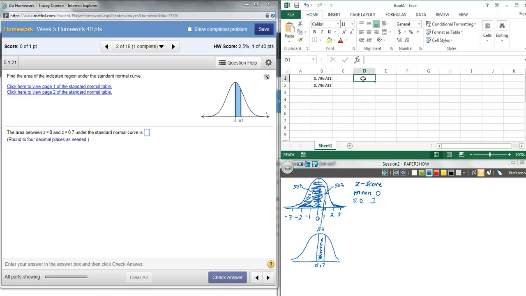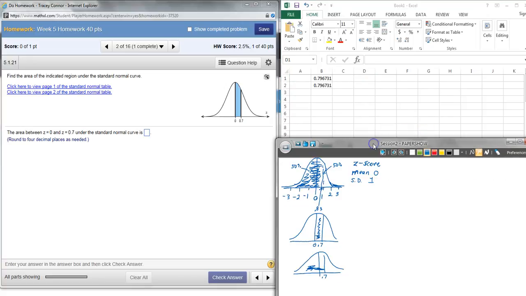Now, when we use Excel, when we find the probability, it's always doing the probability to the left. So when we put in 0.7, it's going to find all this probability over here. And then when we put in 0, it finds all the probability to the left of 0.